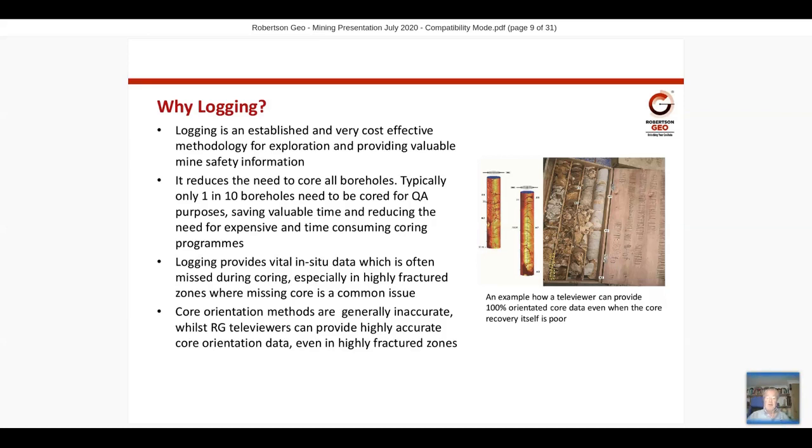The other advantage of logging, particularly with the new generation of televiewers, is for core orientation. And televiewers are able to provide orientated data even in highly fractured zones. So where you have a combination of core and image data or logging data, this provides an excellent picture of what's going on, and the logging data will fill in where you have zones of poor fracturing.